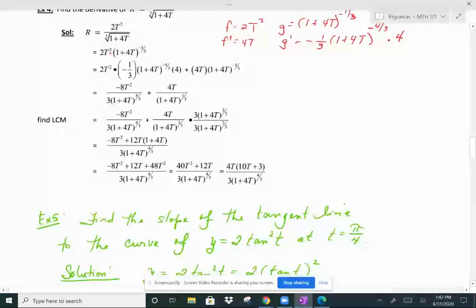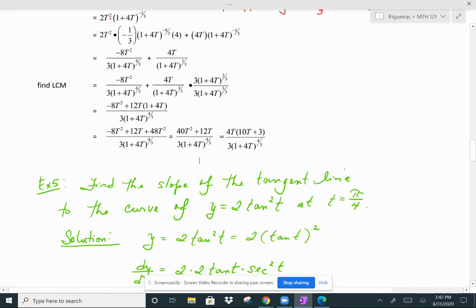Okay, so here we want to find the slope of the tangent line to the curve of y equals 2 tangent squared of t at t equal to pi over 4. Remember, the slope of a tangent line to a curve is a derivative, and this derivative requires you to use chain rule because tangent squared of t is a composite function. So just to remind you that tangent squared of t is the same as tangent t to the second power, and in this case 2 is just a coefficient.